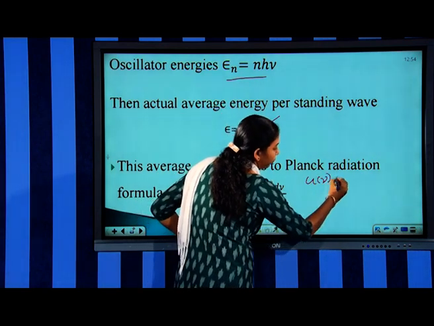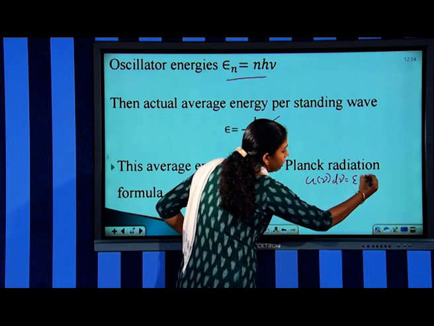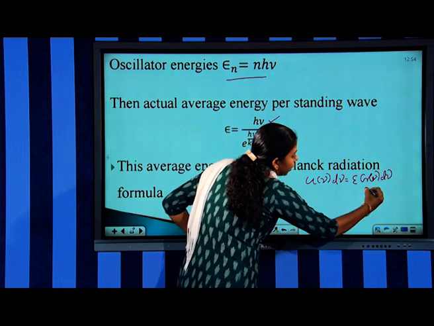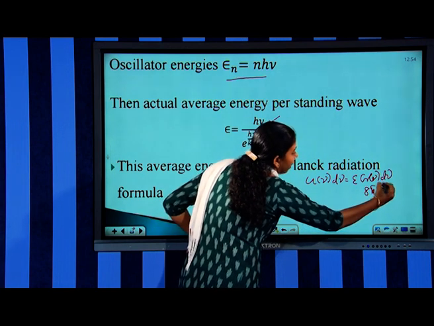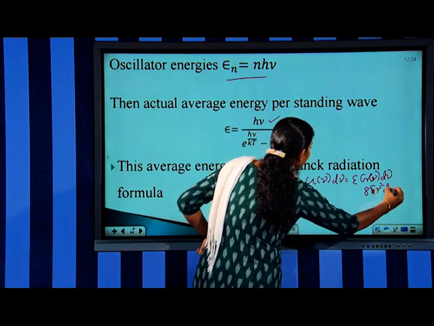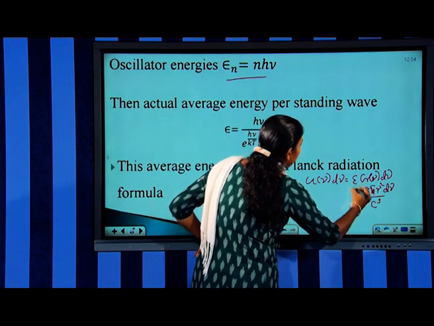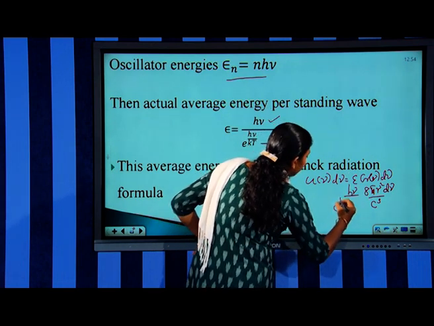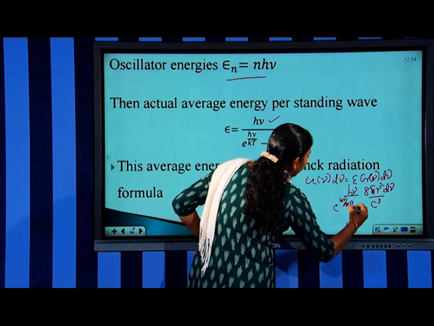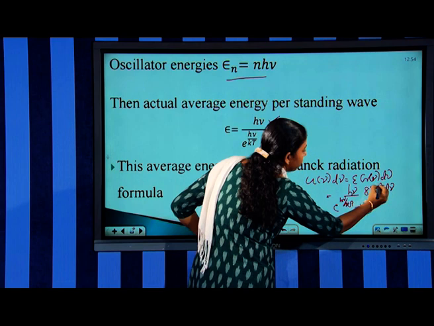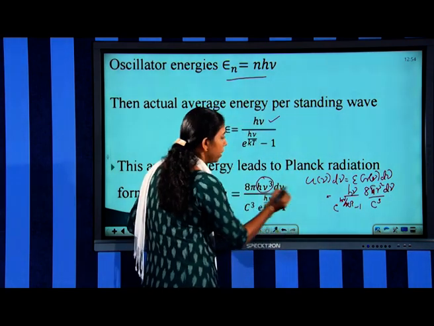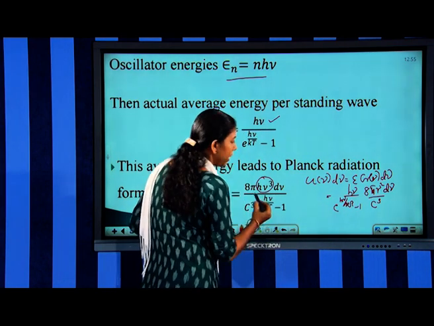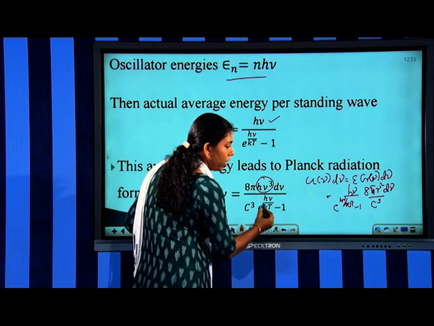u of nu d nu is equal to epsilon g of nu d nu. Here g of nu d nu is equal to 8 pi nu squared d nu divided by c cubed. Here, instead of kT, epsilon becomes h nu divided by e raised to h nu by kT minus 1. h nu into nu squared gives h nu cubed. Then 8 pi h nu cubed d nu divided by c cubed, divided by e raised to h nu by kT minus 1.